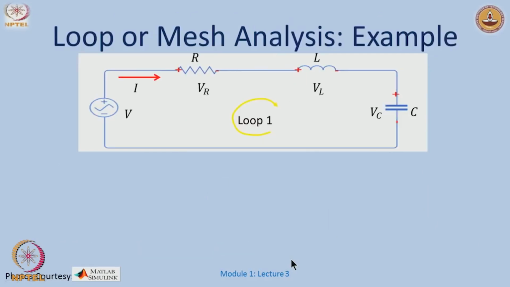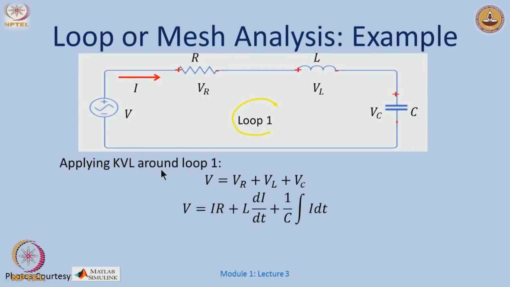Okay. Now, if I do a loop or a mesh analysis, it is also called something like a series RLC circuit with a voltage source. Again, all elements are linear. I have a voltage source V. Then, if I just apply my voltage laws, the total voltage V would be the voltage across the resistor plus the voltage across the inductor plus the voltage across the capacitor, with the current flowing in this direction.